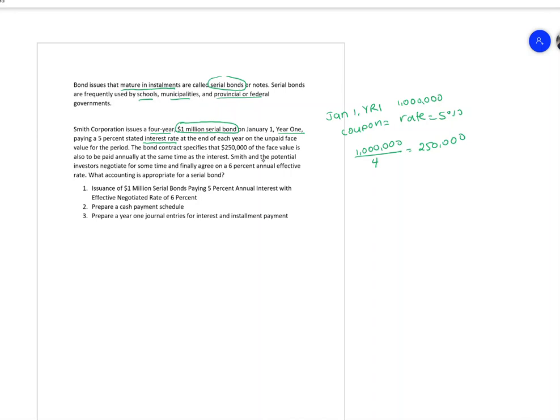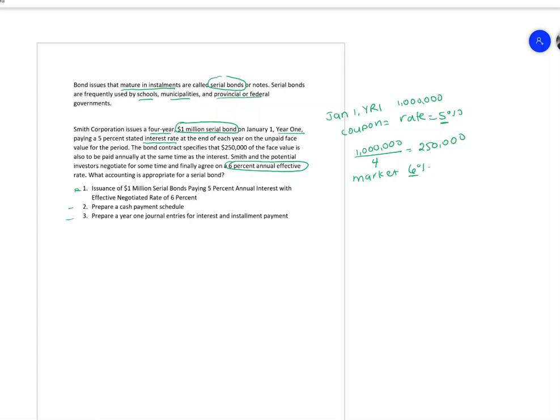The company and the investor negotiate for some time and finally agree to a 6% effective rate. So the market rate is 6%, and the coupon rate is 5%. Anytime we issue any type of bond, we first have to calculate the issuance. We normally do a transaction at the time you issue the bond. We need to calculate the payment schedule, and we have to journalize each year.